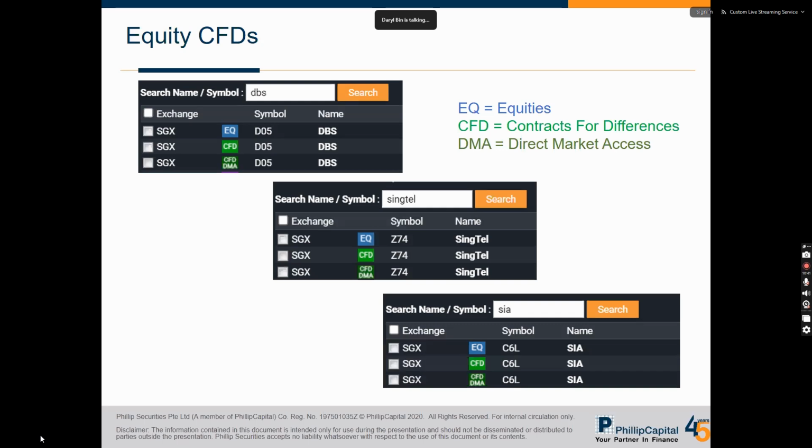If you have used our platform before, when you search on a counter like, for example, DBS, Singtel, SIA, you've probably seen this. The blue one has an EQ on it, which is equities, your stocks. The green one, named CFD, is the derivative of the stock. The darker green logo, named CFD DMA, is the DMA. Do note that DMA is only for Singapore counters.